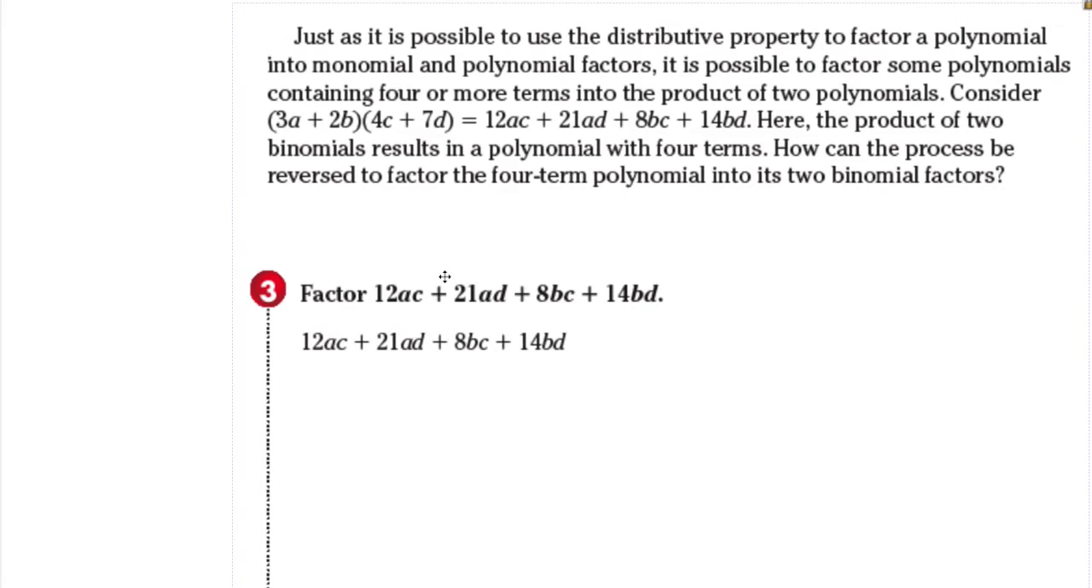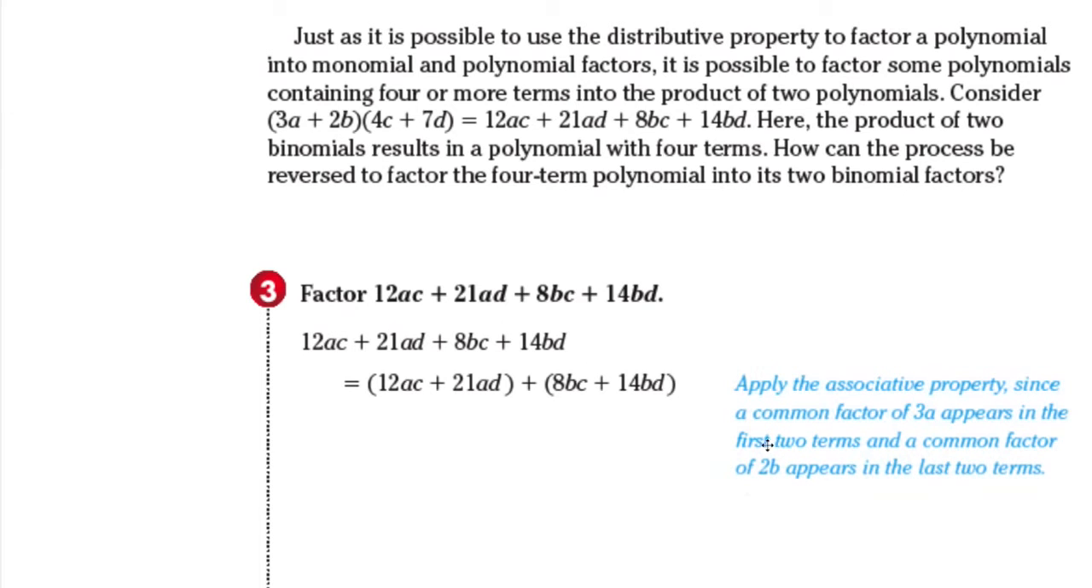So let's take a look at example 3. We have 12ac plus 21ad plus 8bc plus 14bd. Okay, we copy the problem down, and we know that we'll group them first. So 12ac plus 21ad has been grouped, plus 8bc plus 14bd has been grouped as well. And then we want to find the GCF.